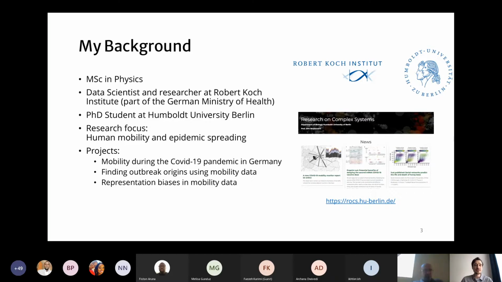So my specific focus is on human mobility and epidemic spreading, which is a topic that has gained a lot of attention, for better or for worse, in the past year. And so in my projects, I'm looking at mobility during the COVID-19 pandemic, how we can detect outbreak origins from mobile phone data, and also the issue of representation bias in mobility data.